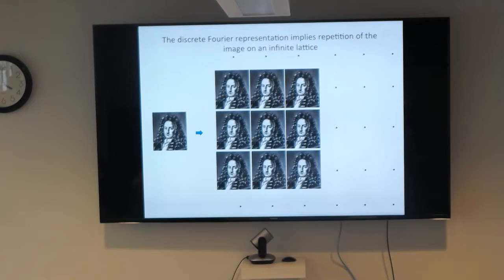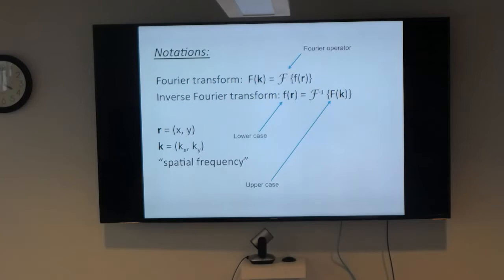So these are my notations. There is a Fourier operator, and I always denote the Fourier transform with a capital letter of the associated function. Okay. So we have the Fourier transform, and the inverse Fourier transform as an operator. The spatial frequency is always k. Okay.